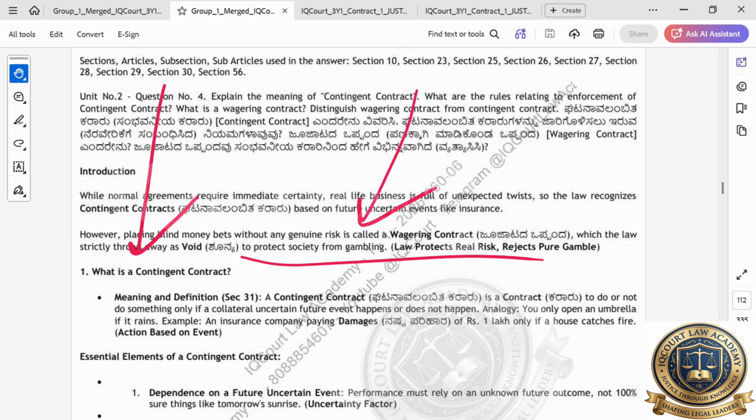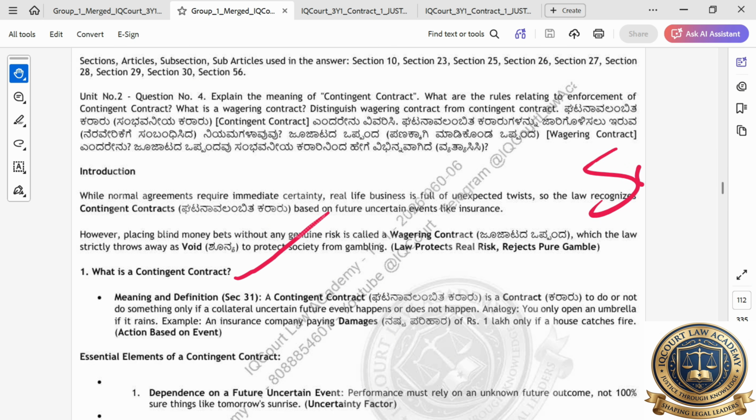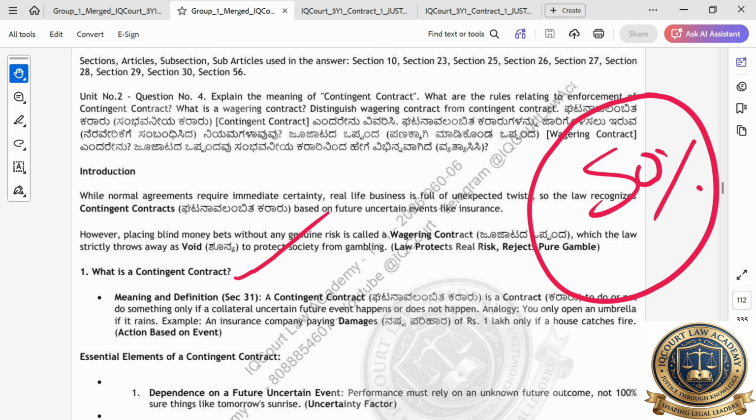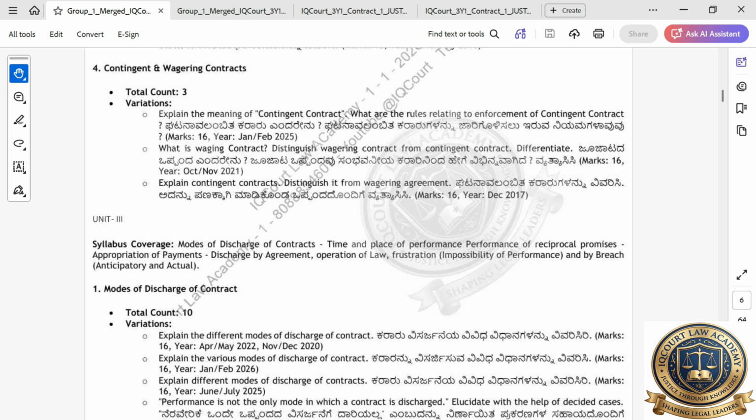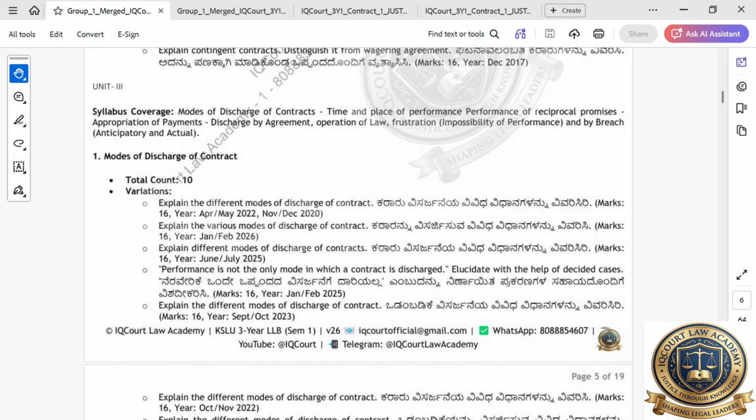What is a contingent contract? Definition section. This is now a 50% important question. He will not ask, but he may ask, so you just study. Usually they will not ask this question. Next, third unit, this is very, very important.